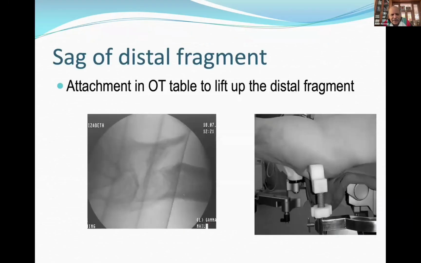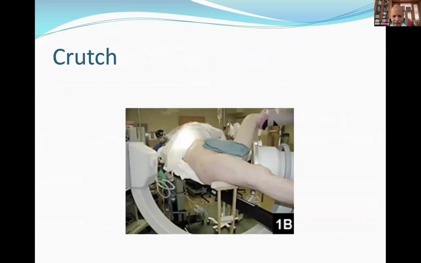So let's look at the sag of the distal fragment. I do not know if you have got this attachment on your fracture tables. It's a very, very useful attachment, and it actually elevates the distal fragment and gets a reduction. The important thing is whether the proximal fragment is flexed or the distal fragment is sagging because of gravity. If it's sagging because of gravity, this is going to work. If it's just flexed, you need to do something else. And if you do not have this, you can use a crutch.